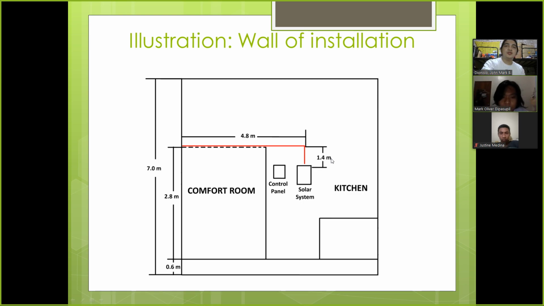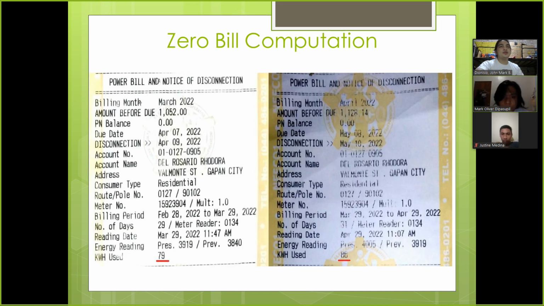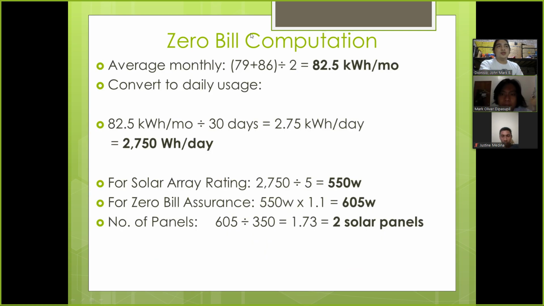Pero, lalagyan na namin ng allowance na gagawin na po namin na 25.5 meters. So, zero bill computation. So, ito yung past bills ni Sir Oliver in this March and April. So, 79 kilowatt hours dito, tapos 86 kilowatt hours dito. Ngayon, i-divide namin sa 2. So, meron siyang average na 82.5 kilowatt hour per month.